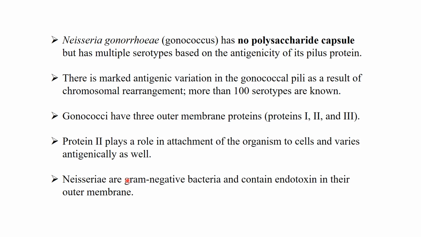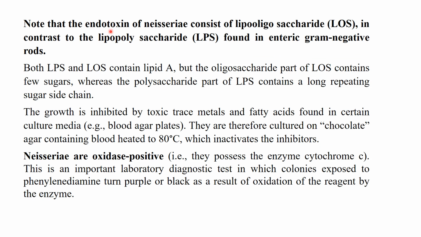Neisseria are gram-negative bacteria and contain endotoxin in their outer membrane. As they are gram-negative, they mainly produce endotoxin. That is part of its outer membrane, and that is the lipopolysaccharide. In the case of Neisseria gonorrhoeae, the polysaccharide is not elongated, it is short. That's why it is lipooligosaccharide instead of lipopolysaccharide. The endotoxin of Neisseria consists of lipooligosaccharide, in contrast to the lipopolysaccharide found in enteric gram-negative rods.